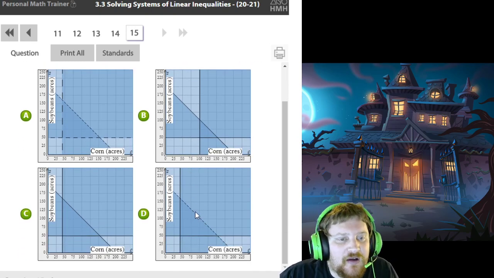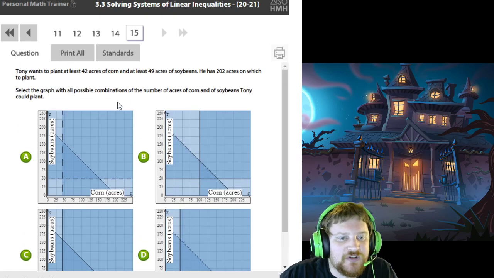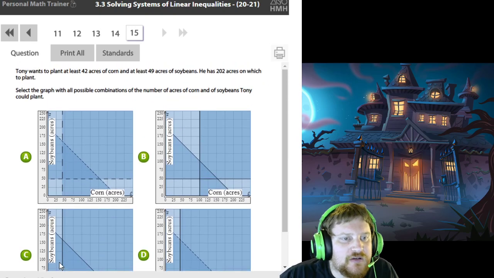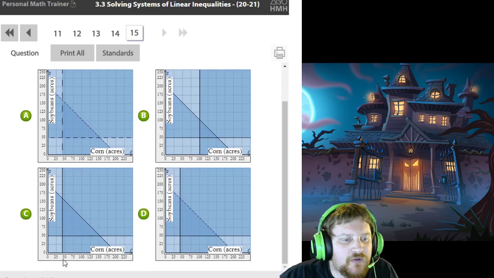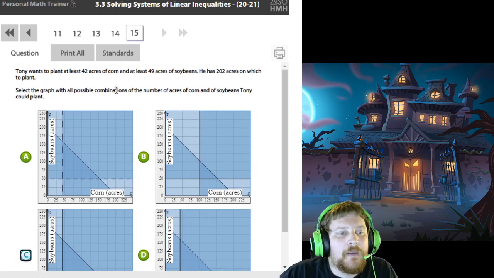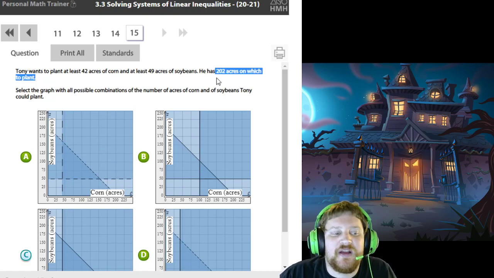So here we have, this one, the line's way too high. This is at 100 acres of corn and 50 acres of soybeans. That's not what he's looking for. But here I have 42 acres of corn and 49 acres of soybeans. And this less than diagonal is solid, so C is the one we're looking for. Because once again, he could plant up to 202 or anything less than that.